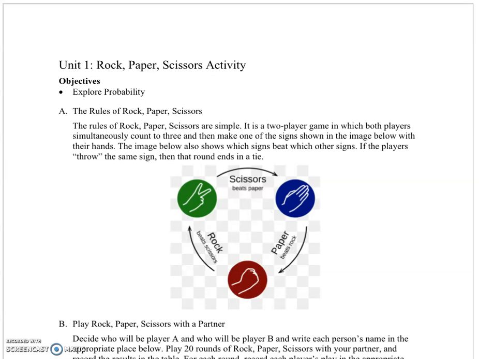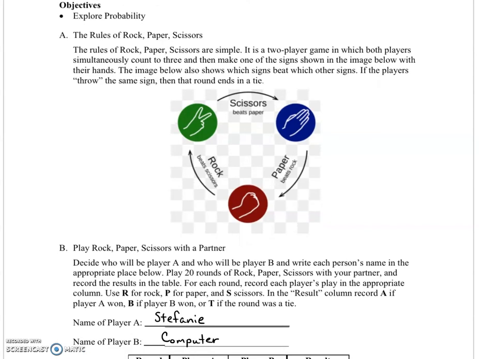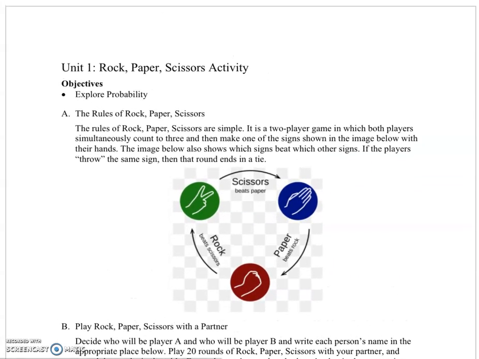Okay, this is the rock, paper, scissors activity, which is the next thing that's listed. And you should attempt to do this. You can play it with someone in your family or a friend, whatever you want. Hopefully everyone knows how to play rock, paper, scissors. If you don't, there are instructions right here at the beginning of the activity.